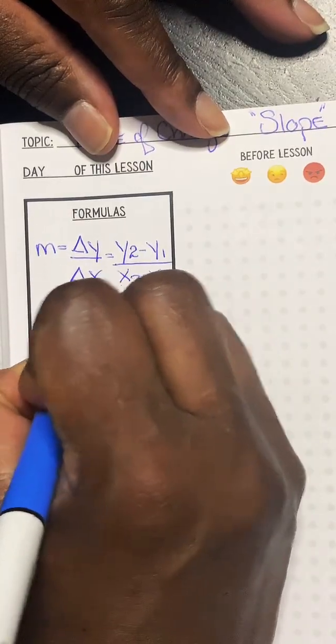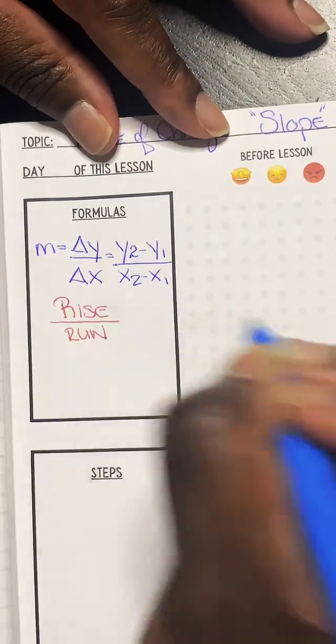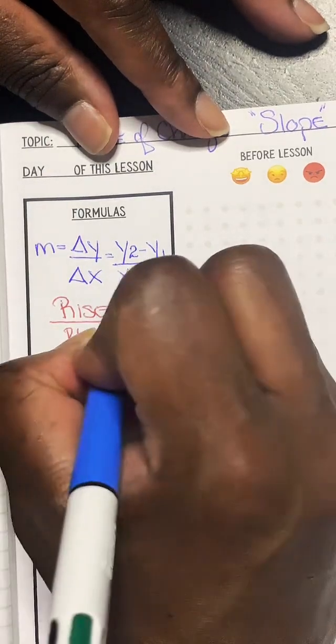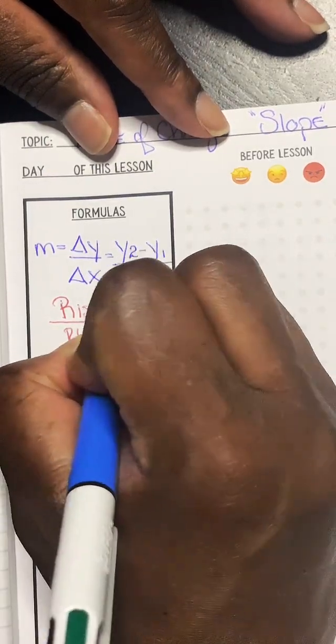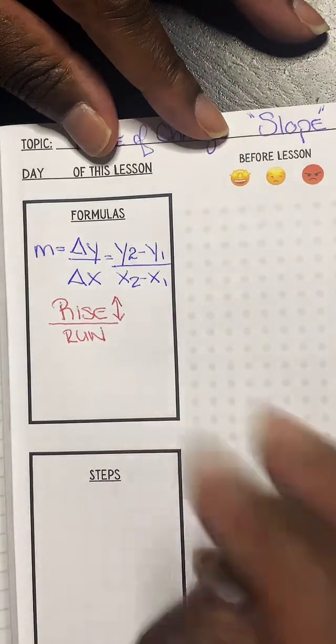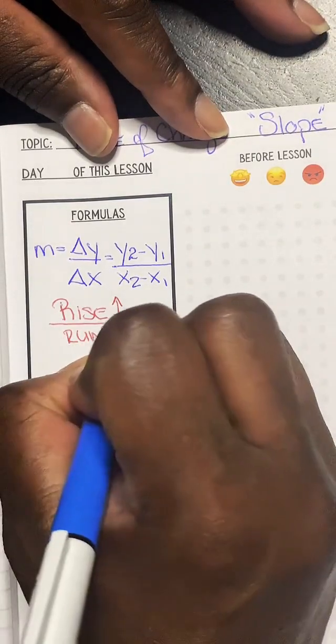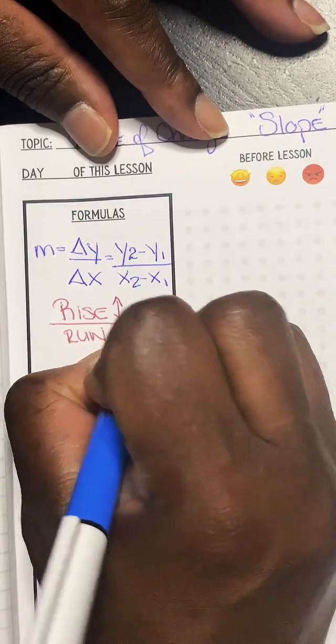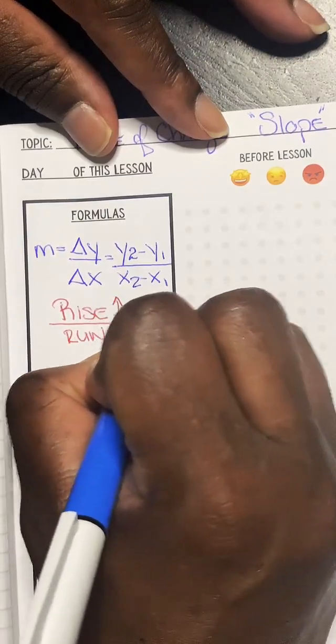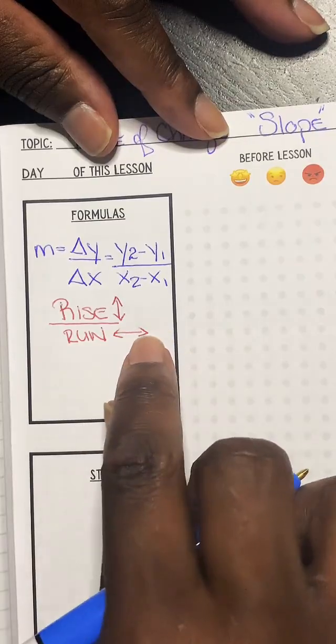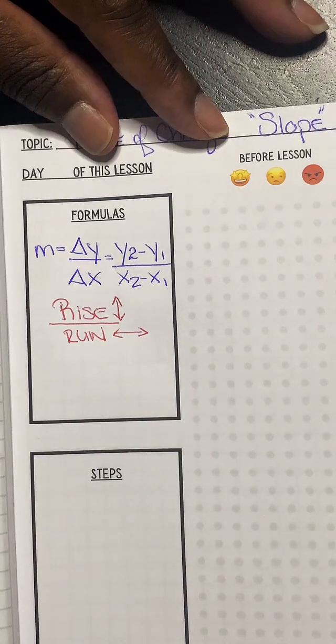Other people know it as rise over run. Okay, someone mentioned that earlier tonight. So rise, either you're going up or down. Up if it's positive, down if it's negative. And the run, you're either going left or right. Left if it's negative, right if it's positive. Okay?